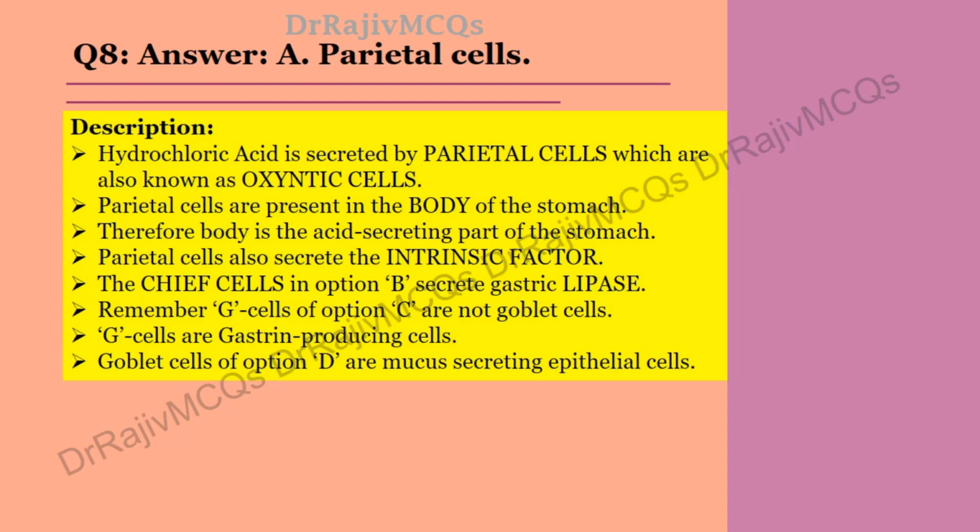The chief cells in option B secrete gastric lipase, which breaks down short and medium chain fatty acids. Remember, G cells of option C are not goblet cells. G cells are gastrin producing cells located in the pylorus region of the stomach. The goblet cells of option D are mucus secreting epithelial cells.